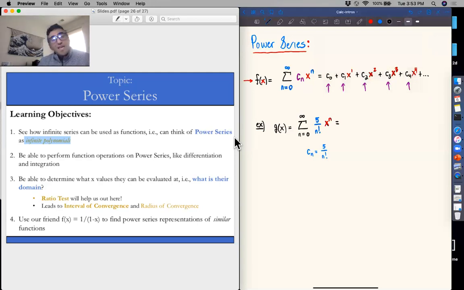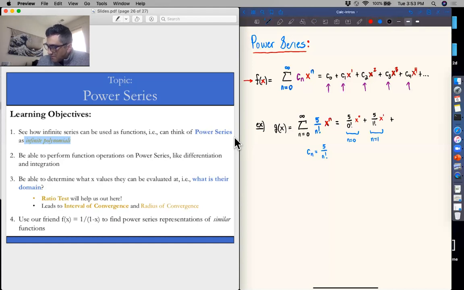So for example, if we have the 0th term, again, our series is starting at n equals 0 here. This is 5 over 0 factorial times x to the 0th power. Just like we mentioned before, anything to the 0 power is 1. So this is the n equals 0 term. If we look at the next term, the n equals 1 term, we have 5 over 1 factorial, all times x to the first. So that is our n equals 1 term.